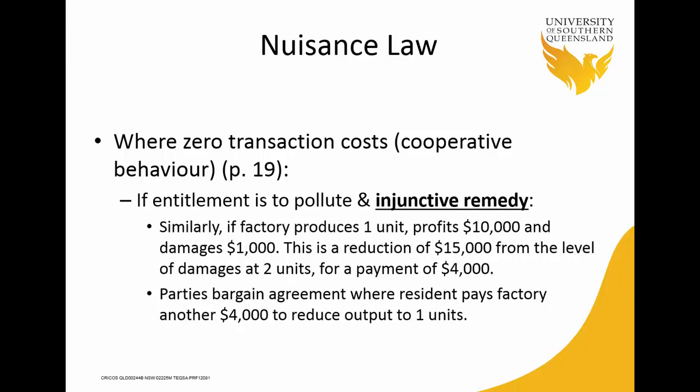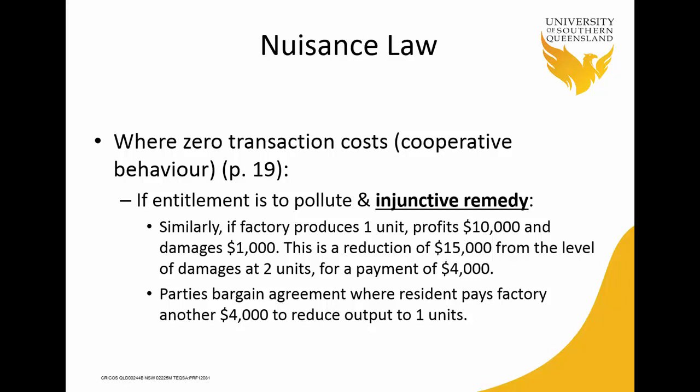All right. If the factory now produces 1 unit, the profits are going to be 10,000 and the damage is 1,000. So again, it's a reduction of 15,000 from the level of damages at 2 units. So again, the victim or the resident would be happy to pay yet another 4,000 to reduce the damages by 15,000. So as long as the victim finds that it's in their best interest to pay the factory to reduce their production, while the factory doesn't actually suffer a reduction in their total profits. So you see that the factory under this agreement is going to still get 16,000 in total profits, as if they are producing 3 units.